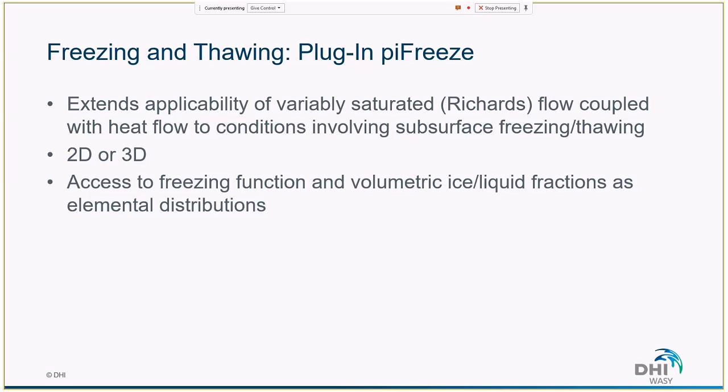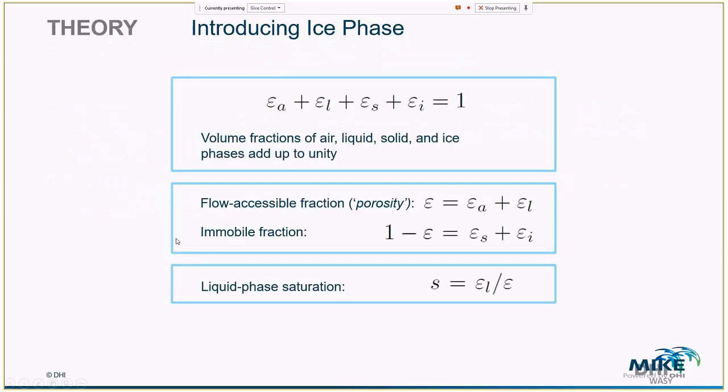So we extend the ice phase here in the FEFLOW flow solution by introducing this plugin. Basically, this allows you to have a freezing function which can control certain properties like conductivity for the flow, porosity, and also other heat properties. So we basically extend the definition of our porosity by including an ice phase and a so-called liquid phase saturation.